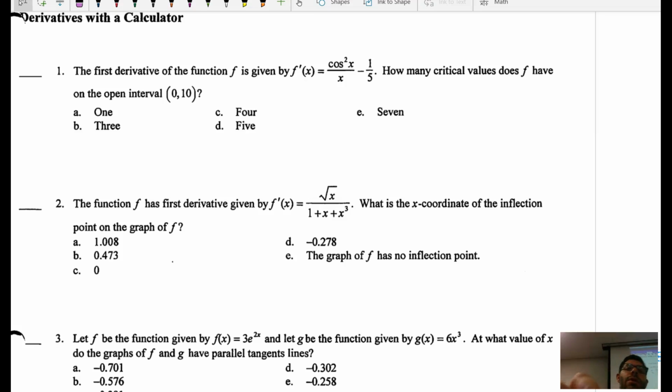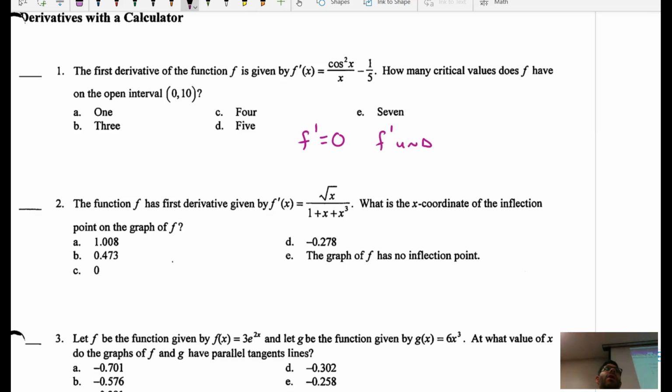F prime equal to 0. And the one that people keep forgetting on their derivative quiz is F prime undefined. F prime equal to 0 or F prime undefined. The function that we have already is F prime. And if we tried to solve this function by hand, we would not be able to solve it by hand.